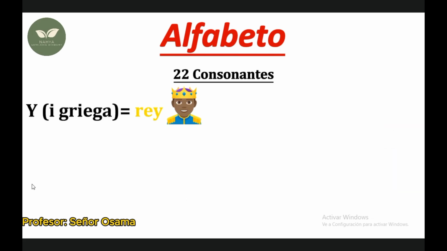So let's go to the next one. Next one is Y, and we can find this in the example of rey, rey, which means king. So let's go to the next one.